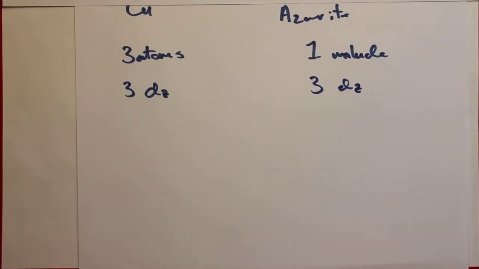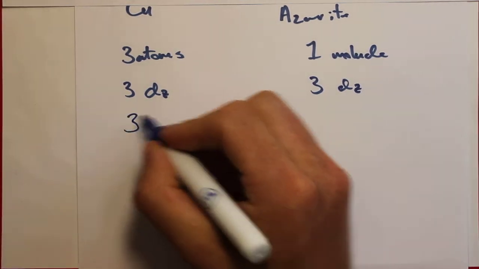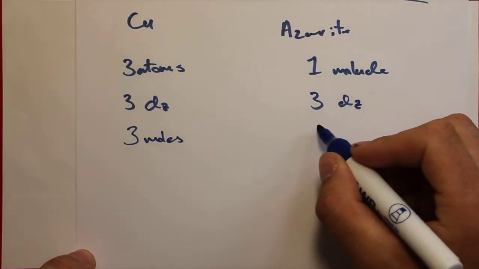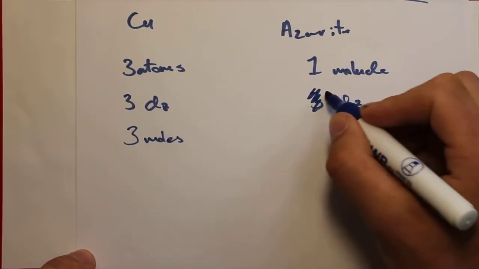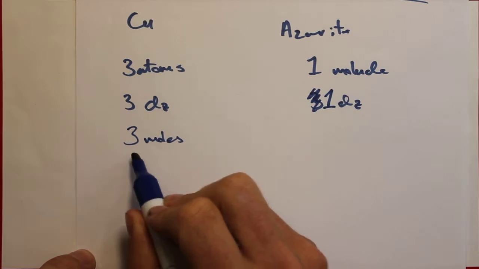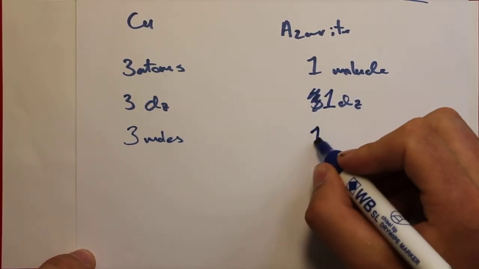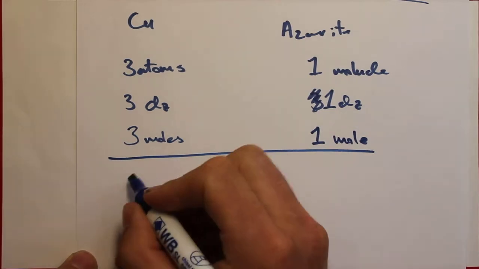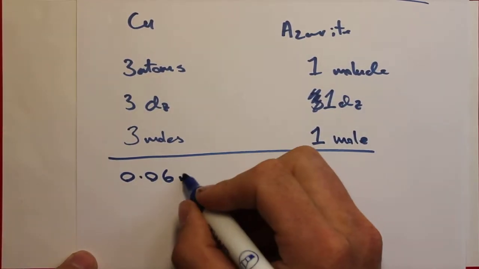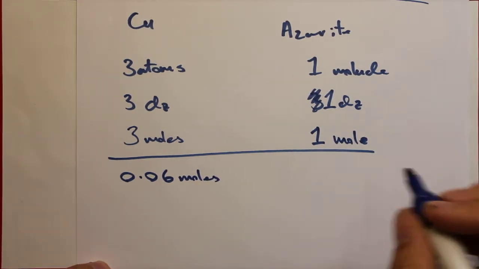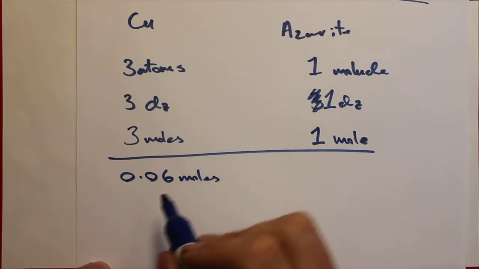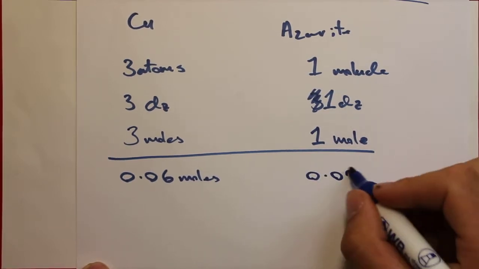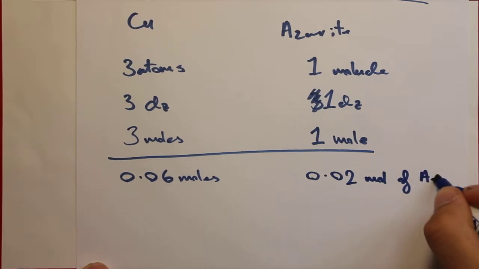And similarly, the way that a mole is just like a dozen, we can say that 3 moles of copper is equal to 1 mole of azurite. Now we've worked out that we have got 0.06 moles of copper. How many moles of azurite would we have? Well, we're going to divide by 3 because it's a ratio of 3 is to 1, and we're going to have 0.02 moles of azurite.